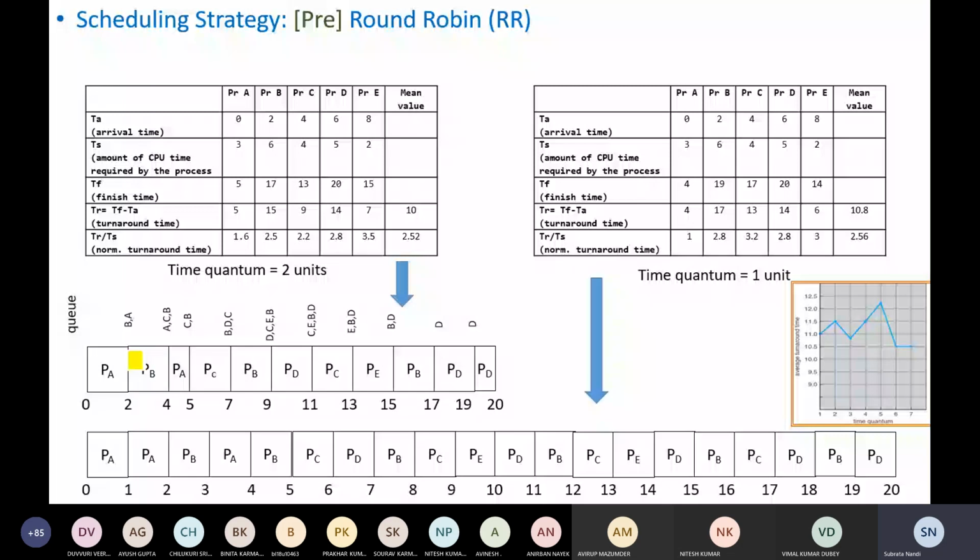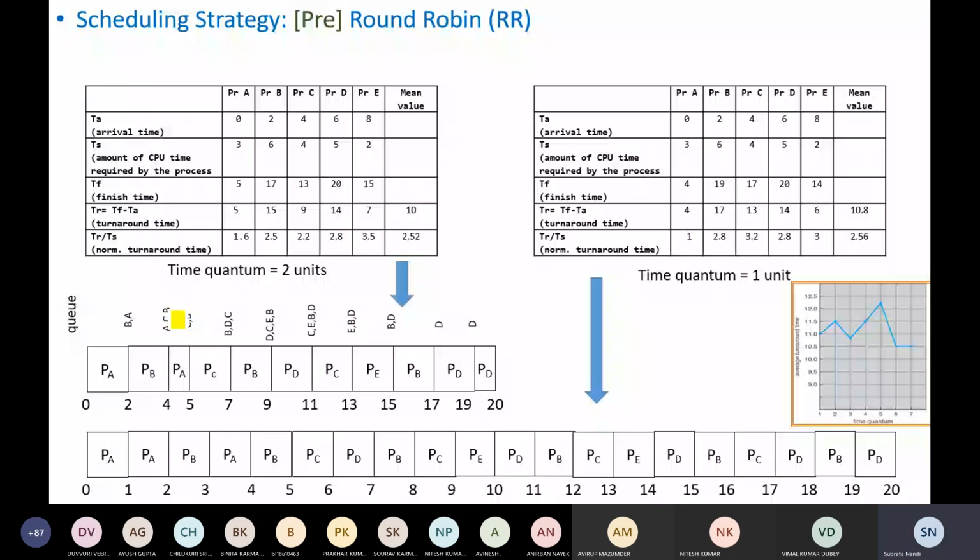In this case there will be B and A, so B will be scheduled, and then B will join the rear. By then C has already been introduced, at time t equals 4. So C came and B joined here. This is the status of the queue. This is the front of the queue and this is the rear of the queue.